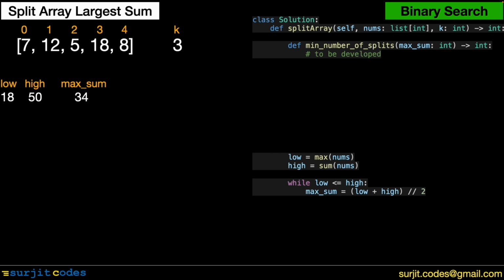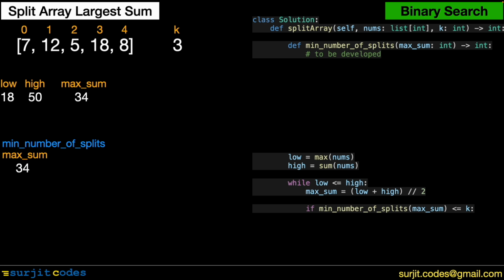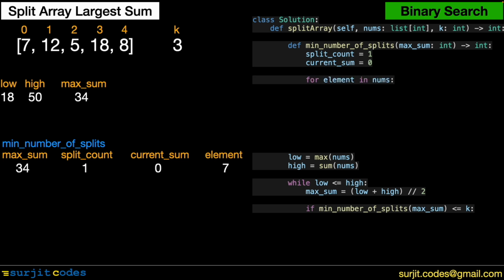In the first iteration of binary search, we set the trial value of maximum sum as the mid value of low and high, which is 34. We call the function minimum number of splits of the list such that none of the splits has a sum more than this max sum. We set split count equal to 1 and start filling the first subarray of the list. To begin with, this subarray is empty and its current sum is 0. We process all the elements of the list one by one.